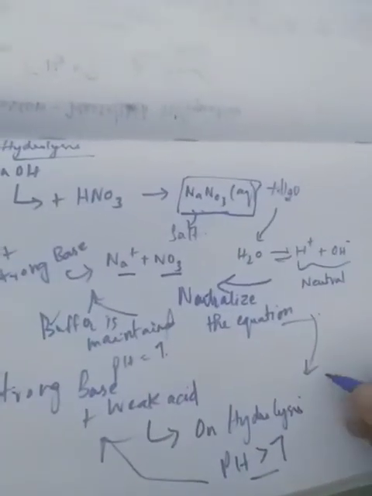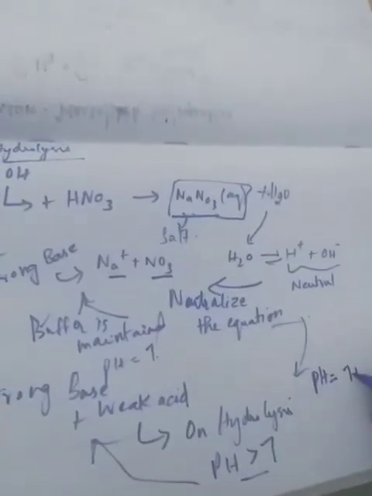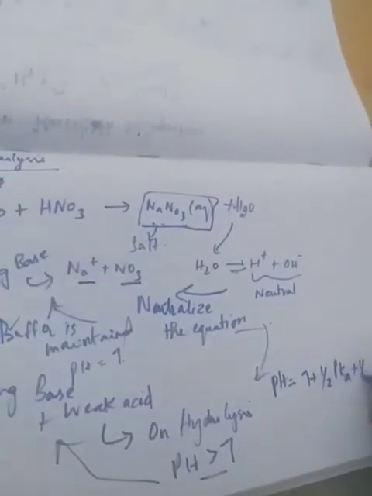So in another equation, for a strong base, the pH will become pH equal to 7 plus 1 by 2 pKa plus 1 by 2 log C. This will be the final equation if you derive it. So this is for a strong base and weak acid.